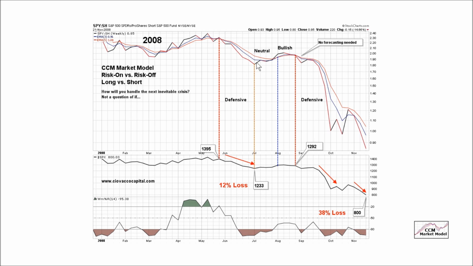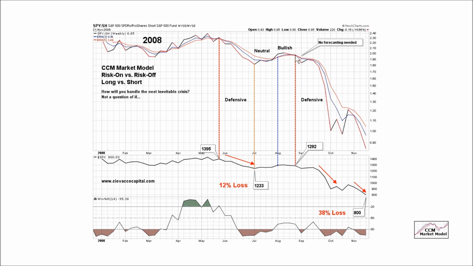The whole time we have a bearish look that tells us to remain defensive. Once this line starts to rise here, we're moving towards more of a neutral look. And then here we switch over to more of a bullish bias with our bullish moving average crossover. Notice in this period, when the market model started to improve, looking at this one ratio in isolation, the S&P then moved from 1233 to 1292.